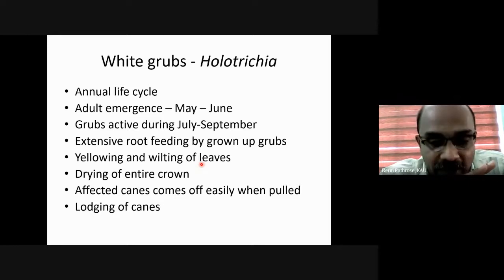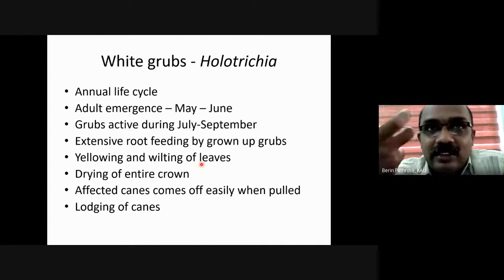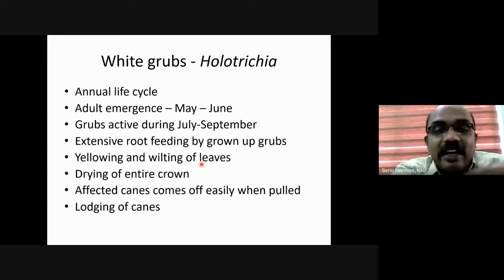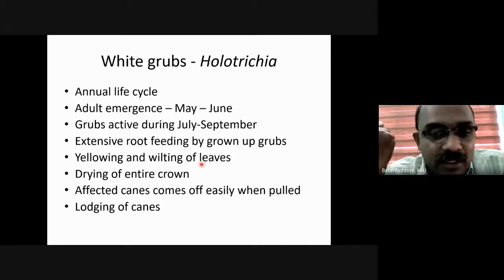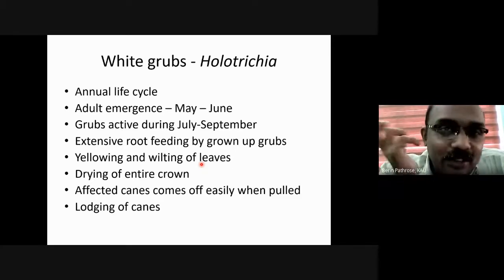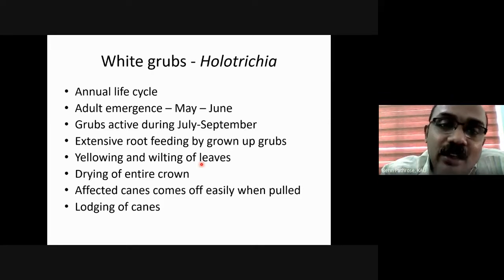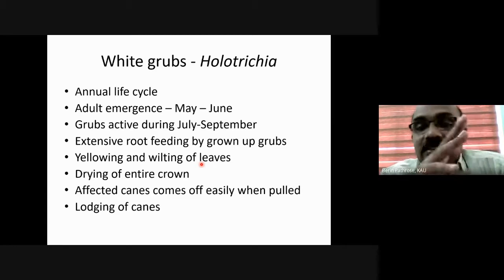of the plant. As the entire root system is damaged, fed by the grubs, similar to termites, it can be easily pulled out because there won't be any roots. All the roots will be fed by the grubs, and as the plants lack any root system, it will be easily lodged. So lodging of the canes is another symptom.